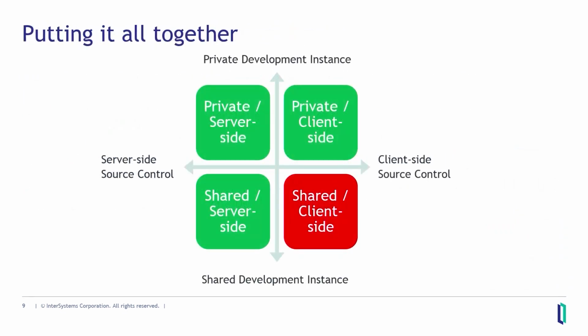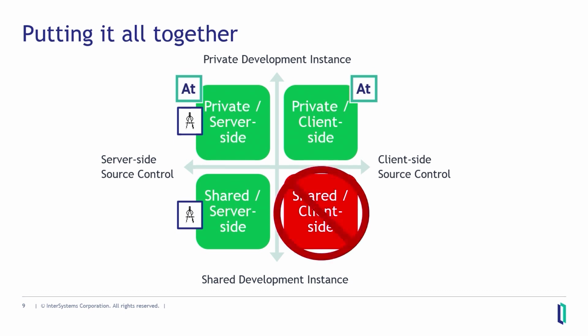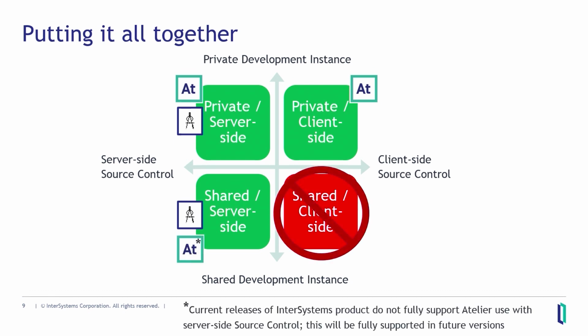On the vertical, we've got the private instance versus the shared instance, and on the horizontal, server-side source control versus client-side source control. First of all, Studio always works in a server-side mode. There is no such thing as a client-side Studio hook. It's always firing events on the server, whereas Atelier can work on server-side private, client-side private, and also Atelier, if you wait for the next maintenance release, you can then use it on the shared server-side hooks scenario. That's what I'm going to be demonstrating today.